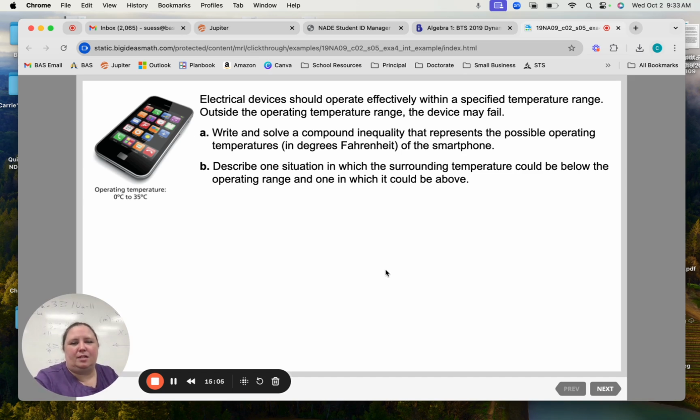All right, so you're going to write and solve a compound inequality that represents the possible operating temperatures in degrees Fahrenheit of the smartphone. Describe one situation in which the surrounding temperature could be below the operating range and one in which it could be above. So on the left picture here, we have the operating temperature in Celsius. So we're just having to convert this to Fahrenheit because it's already got a range for us.